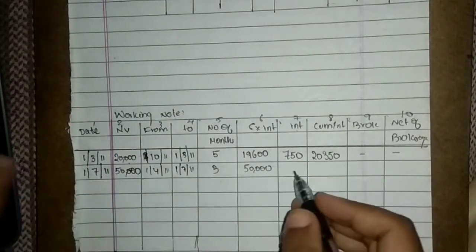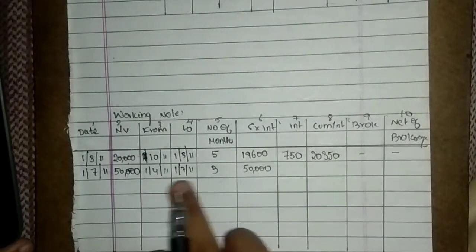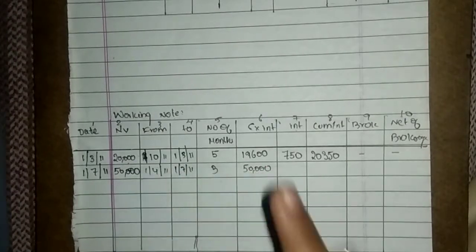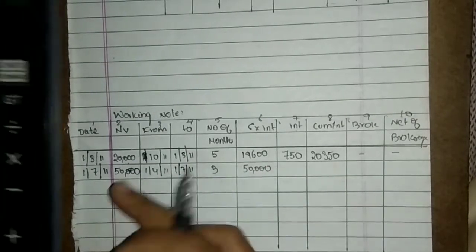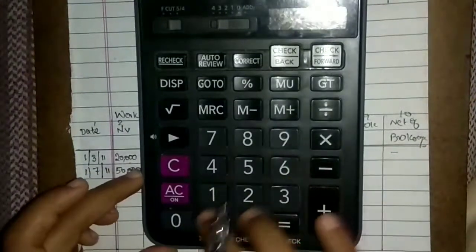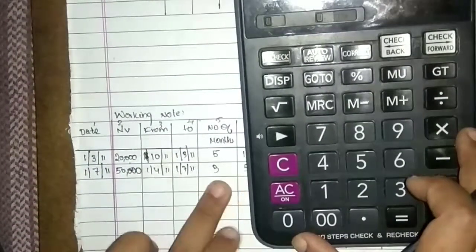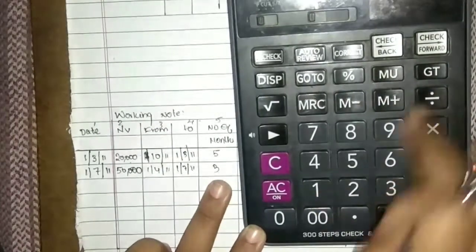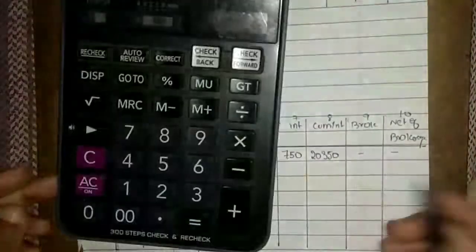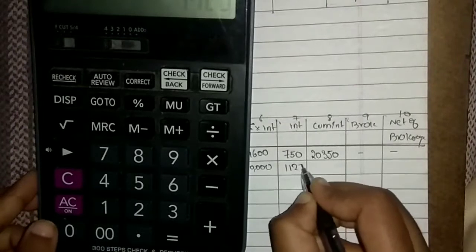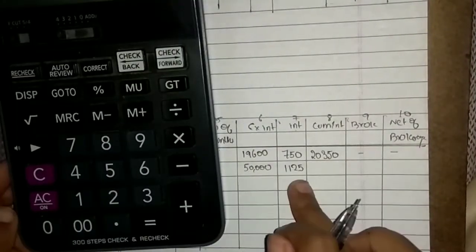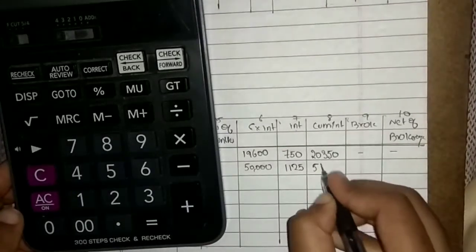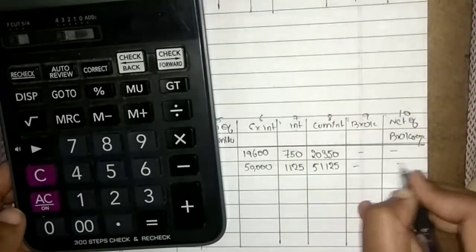Next, interest, 3 months interest on 50,000. Interest will always be calculated on the nominal value. 50,000 into 9% into 3 divided by 12. So we get 1125, and ex-interest plus cum-interest will be 51,125, and brokerage is not there.